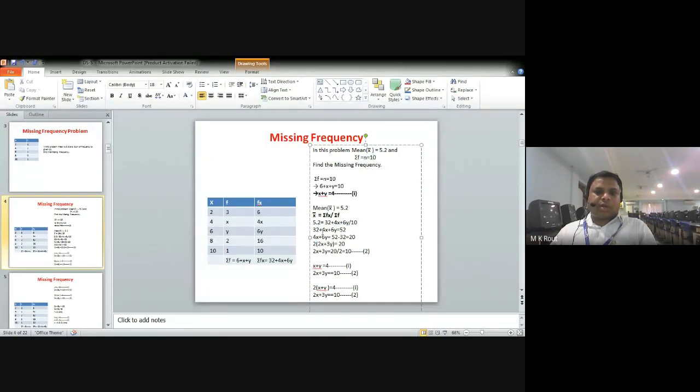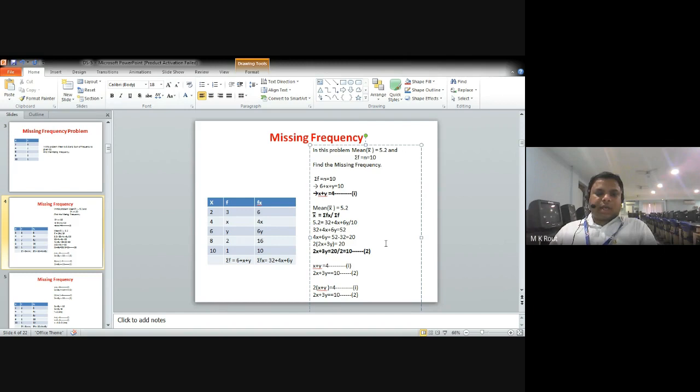If you simplify this one, 32 plus 4x plus 6y equals 52. Then 4x plus 6y equals 52 minus 32, that equals 20. Because I just remove the different variables, the next part is that I just remove 2, that is 2x plus 3y, or combine 2. In this case, the next equation should be 2x plus 3y equals 20. If you simplify this one, 20 by 2 equals 10. This is the second equation.